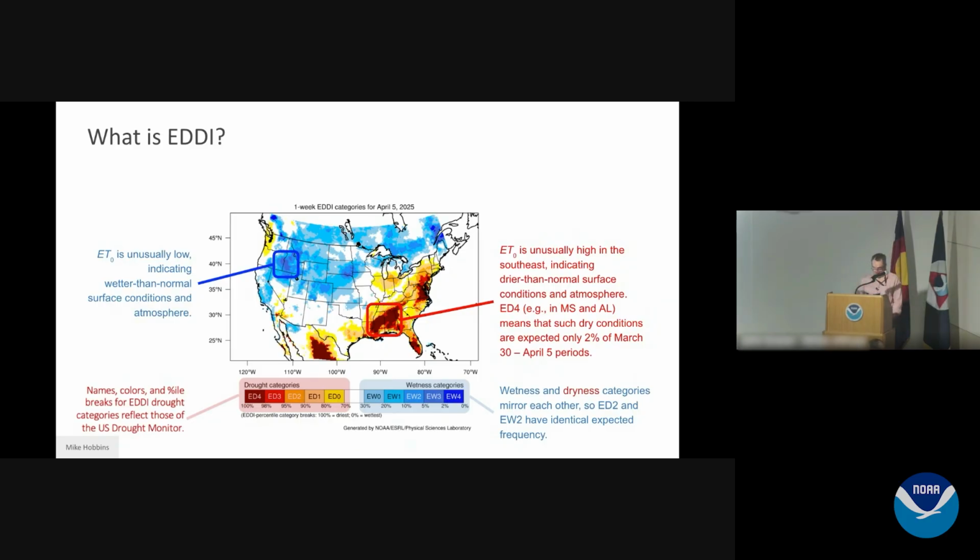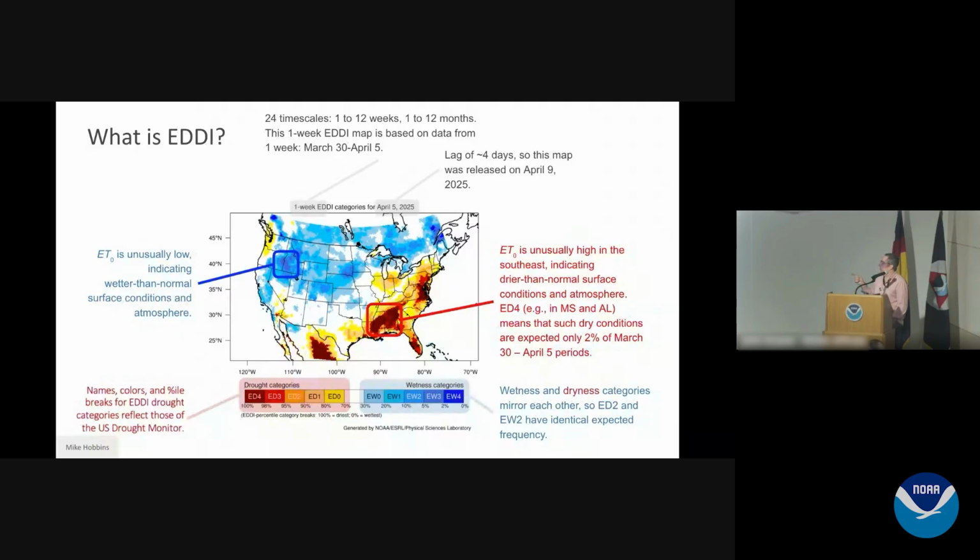So you look back 1 week. There are 24 timescales already. This is just one of them. This is the 1 week. We have 1 to 12 weeks, 1 to 12 months. And this map was issued on April 5th. Sorry, this map is for data on April 5th, but was issued on April 9th. So there's a 4-day latency period. This can be somewhat of a stumbling block for people coming into this.